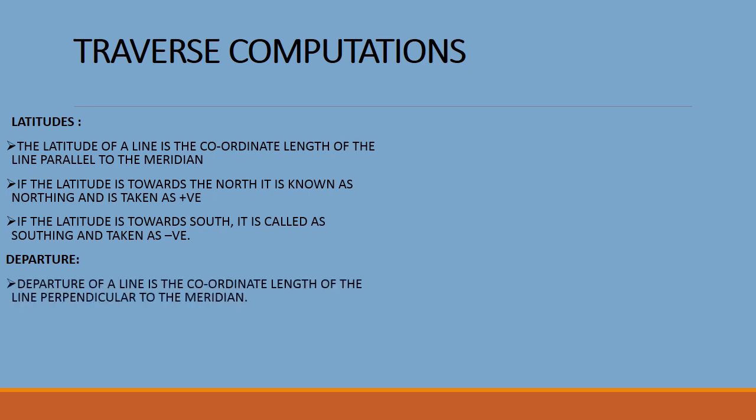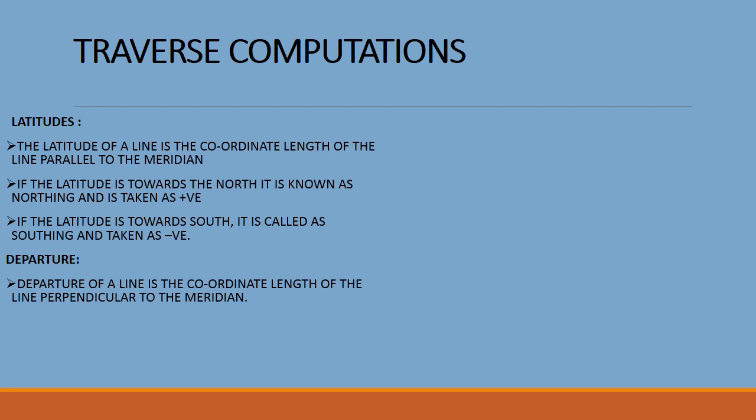Now departure of a line is the coordinate length of the line perpendicular to the meridian. Here we have a line which will have a departure value. What is that departure value? It is the coordinate length of that particular line, which is measured perpendicular to the meridian. Here we have the meridian, the north-south meridian.